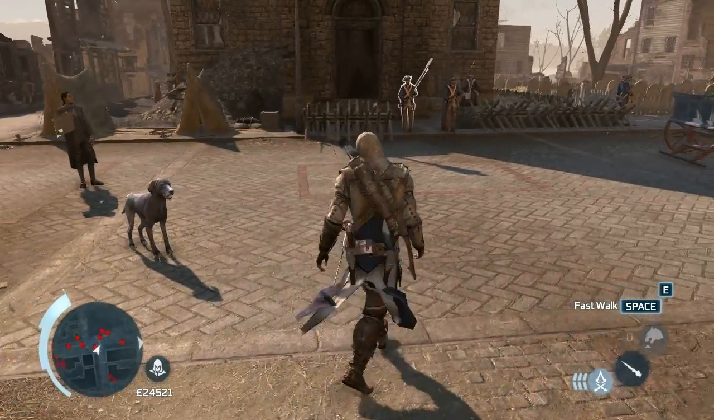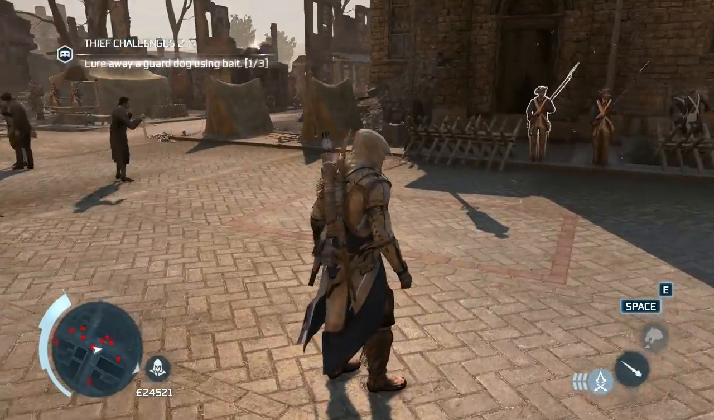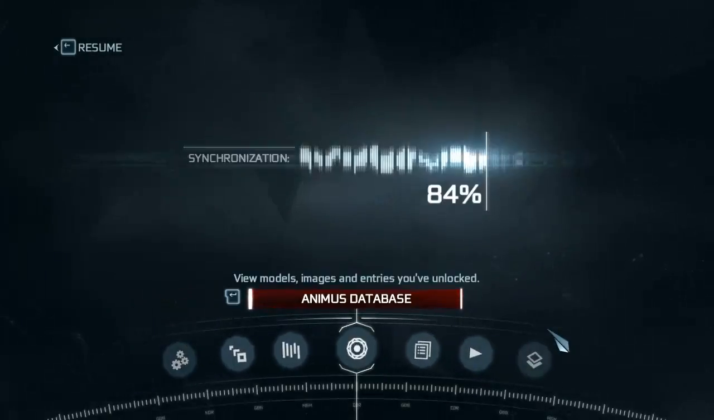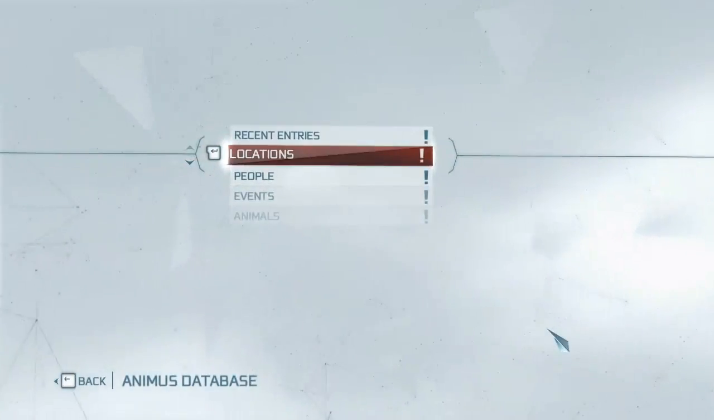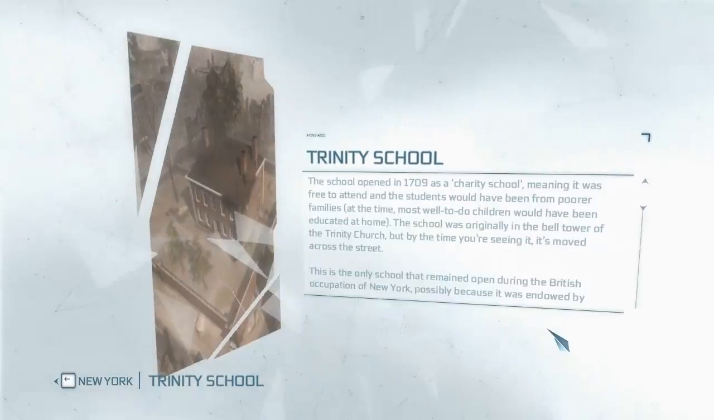I can't feed the dog, alright. There's a thing about using bait to draw dogs away from the guard post. Oh, look, it worked. Kind of. Anyway, back to reading. Animus database, locations, New York, Trinity School.